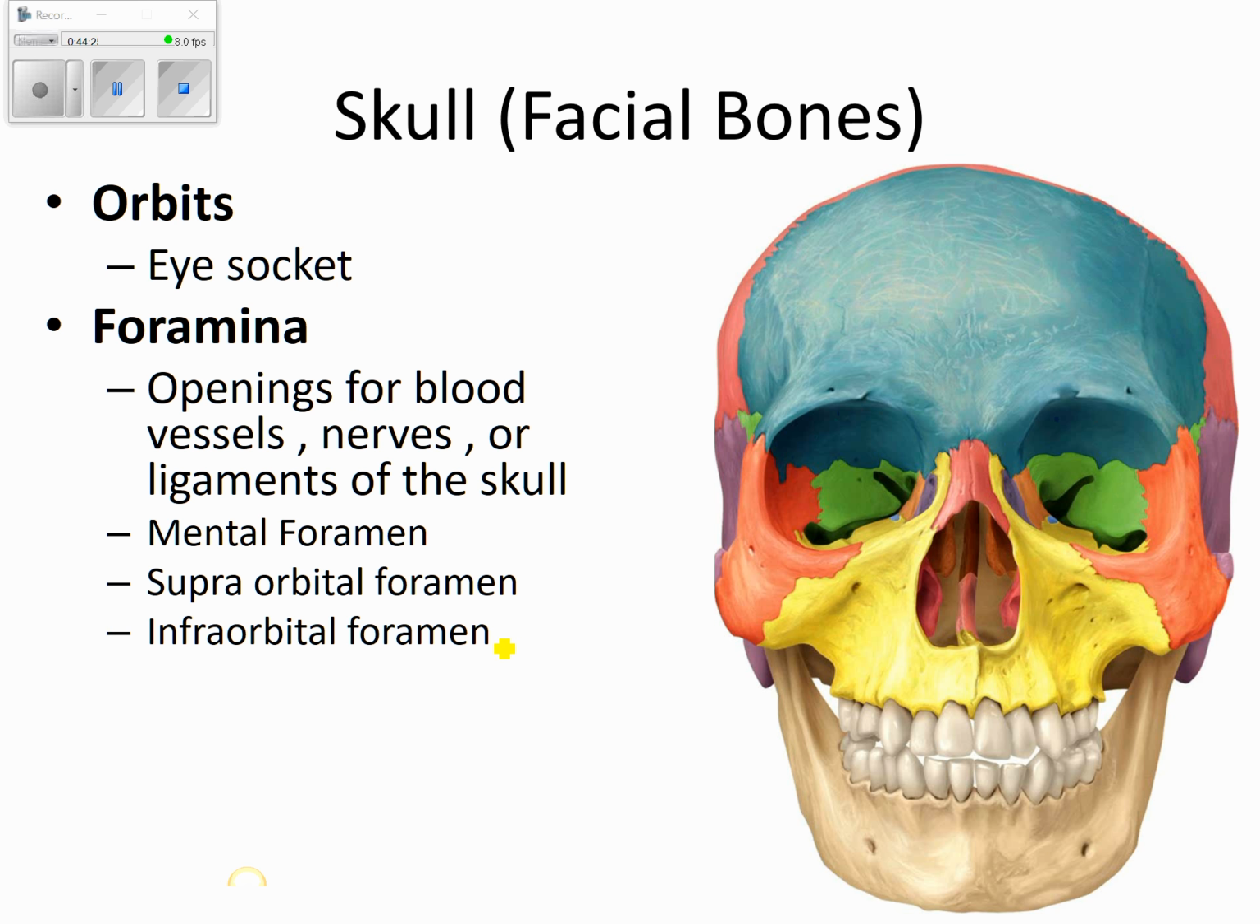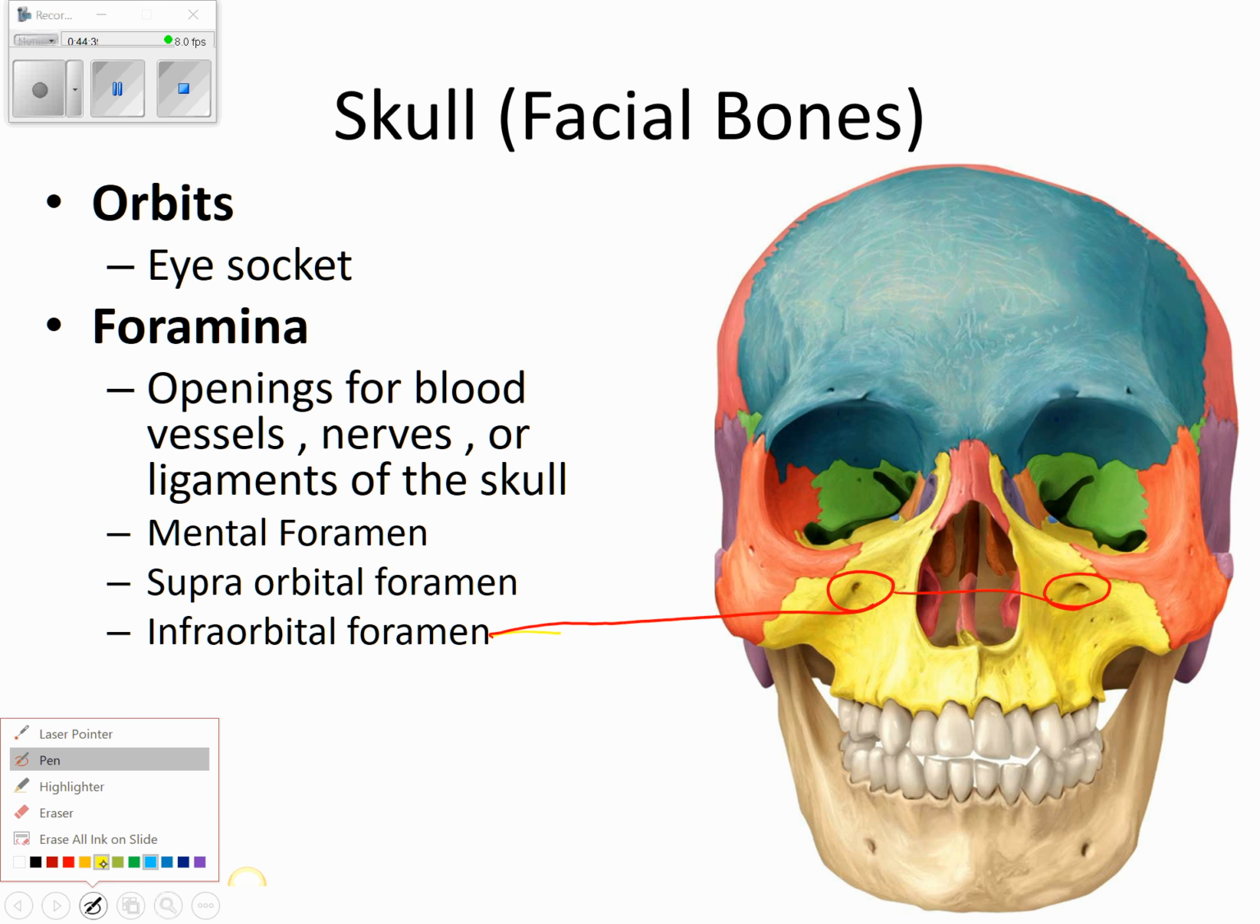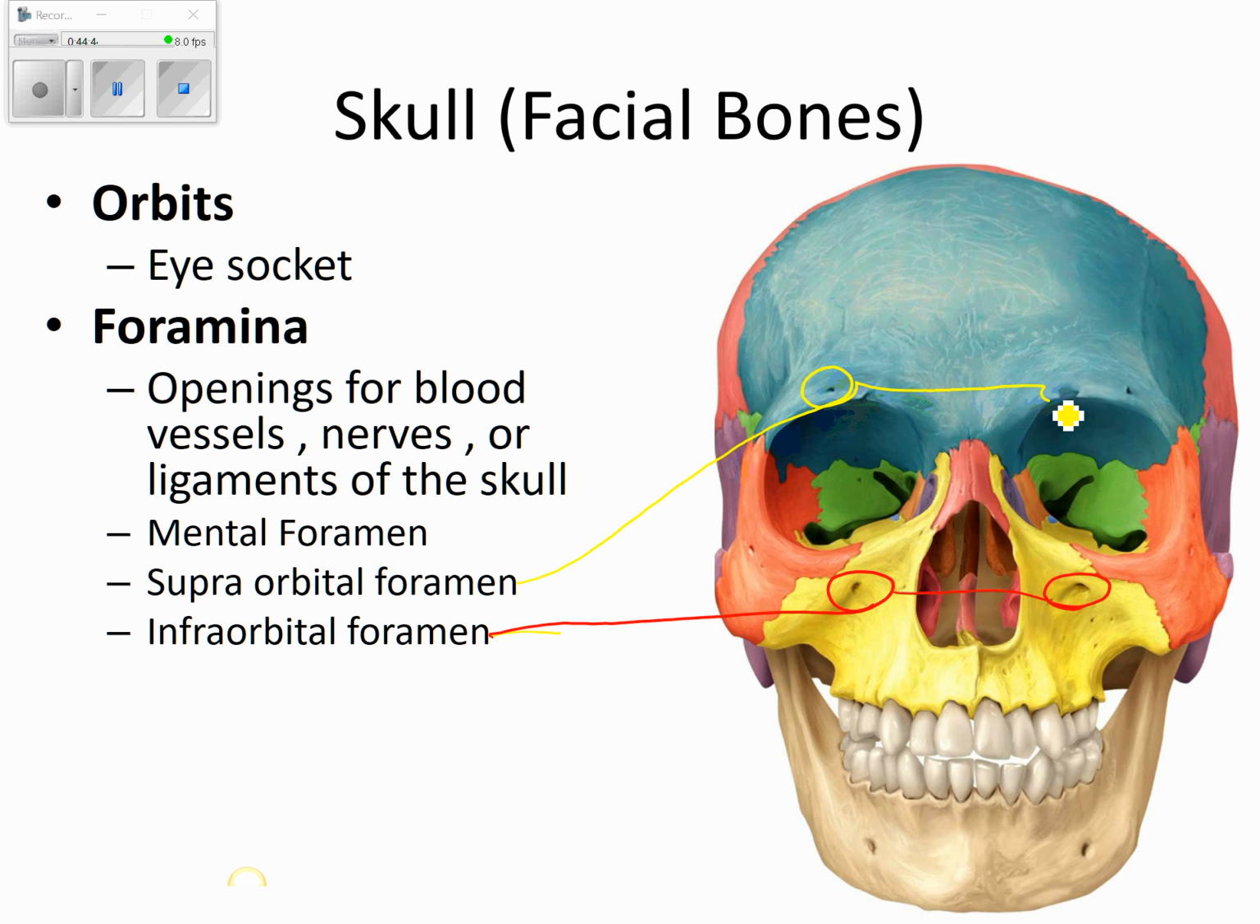I should have color coded those. And we'll redo that. Infraorbital foramen. The superior orbital foramen would be here, those two at the top above the orbit. And then, of course, the mental foramen will be down at the bottom, here on the mandible bone.